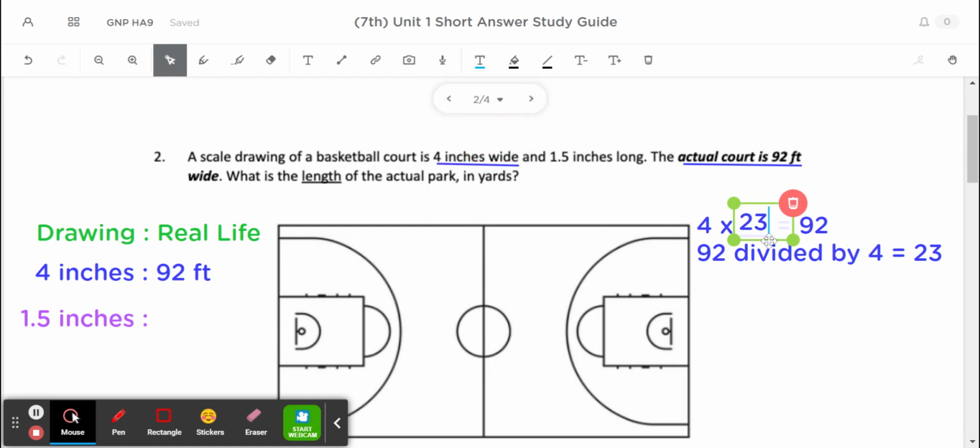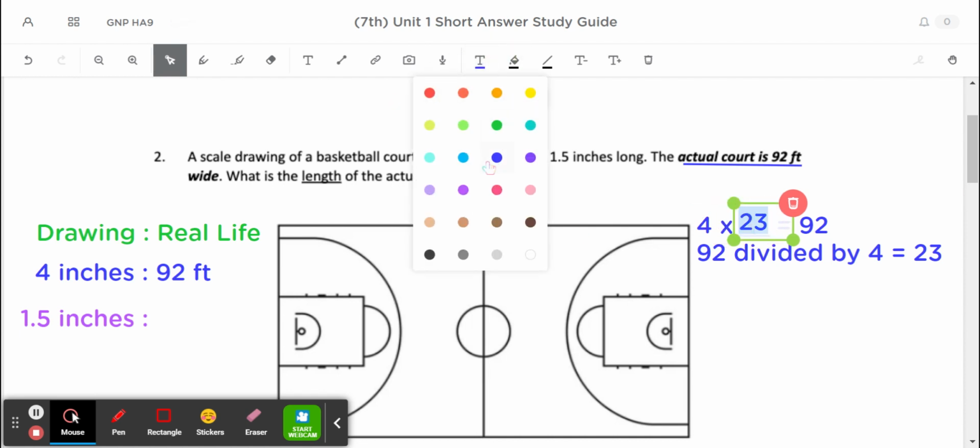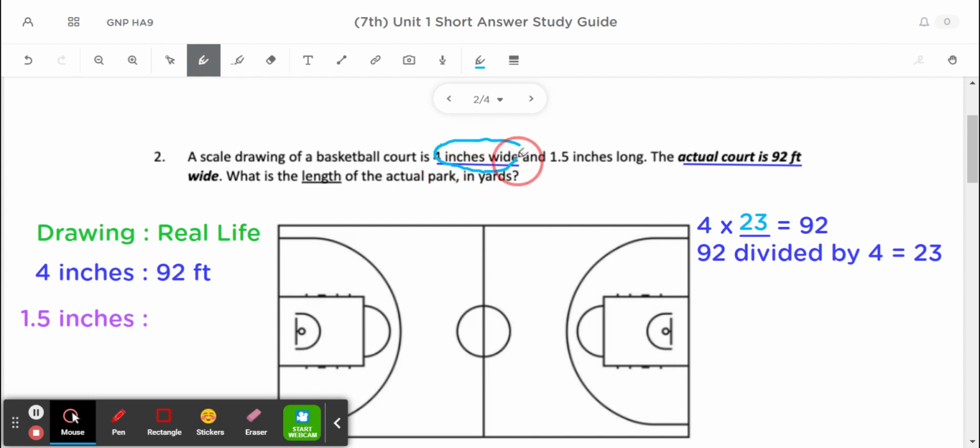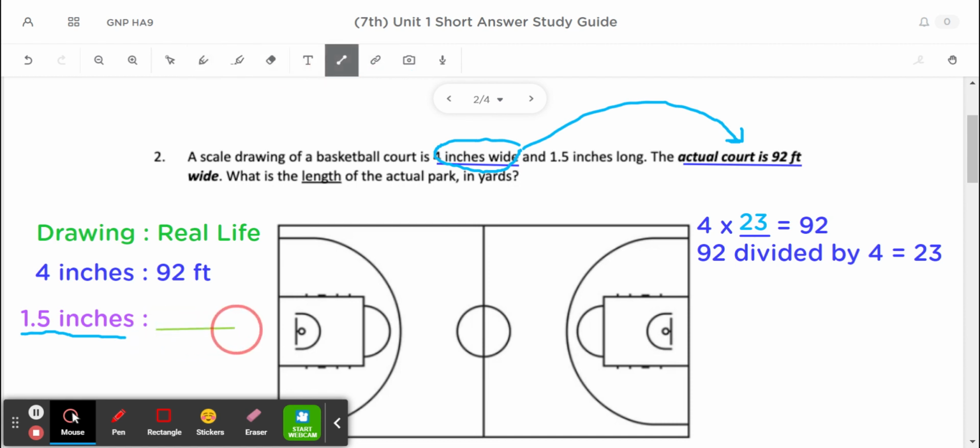So in other words, I know that I'm multiplying 4 times 23 to get myself to 92. And so that tells me how I'm moving from the scale drawing 4 inches wide to the actual court. I'm multiplying inches by 23 and I end up with the correct number of feet. So that's one thing you could do. You could multiply the number of inches by 23 and you could find the correct number of feet. I'll leave that to you. Remember, your job here is to be filling in this blank right here.